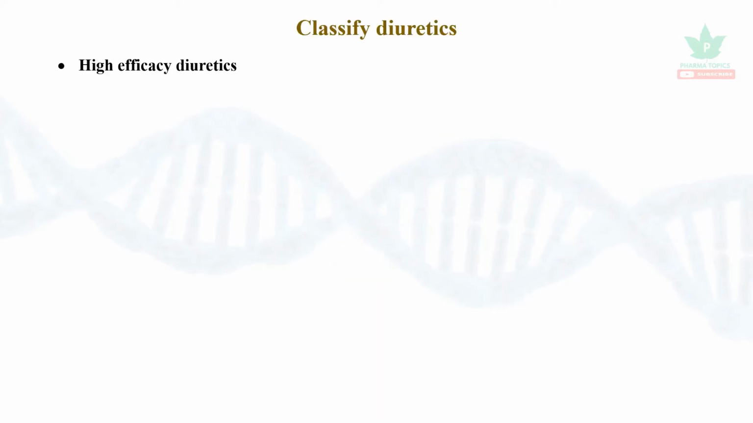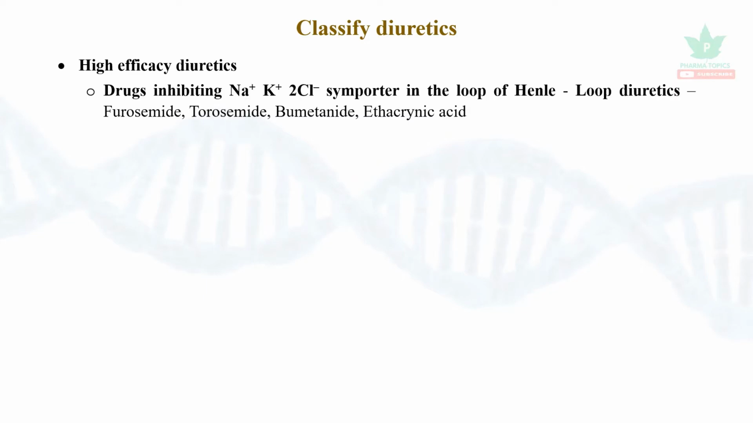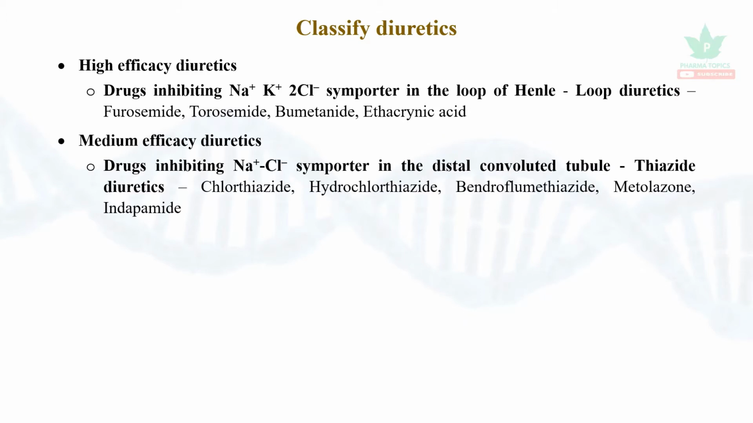Classify diuretics. They are high efficacy diuretics, the drugs inhibiting sodium potassium 2 chloride symporter in the loop of Henle. They are called loop diuretics: furosemide, torsemide, bumetanide, and ethacrynic acid. Then medium efficacy diuretics. They are the drugs inhibiting sodium chloride symporter in the distal convoluted tubule. They are called thiazide diuretics.